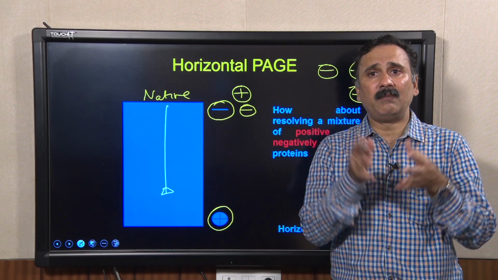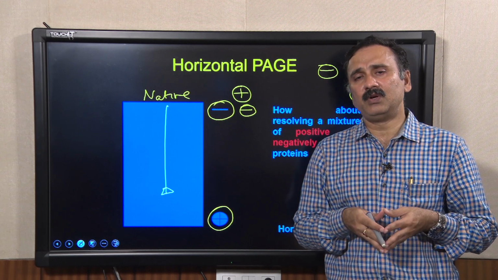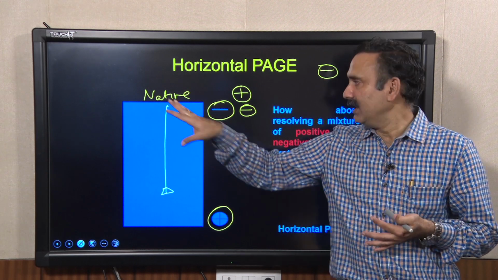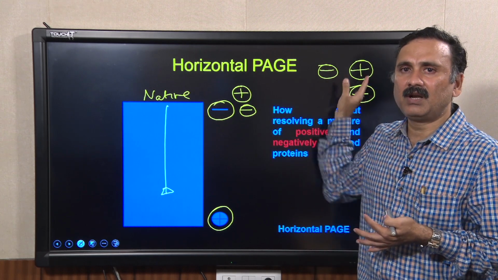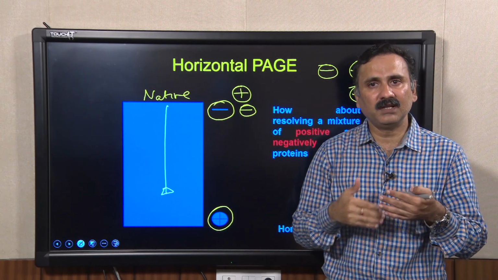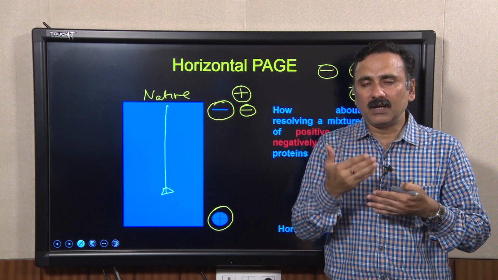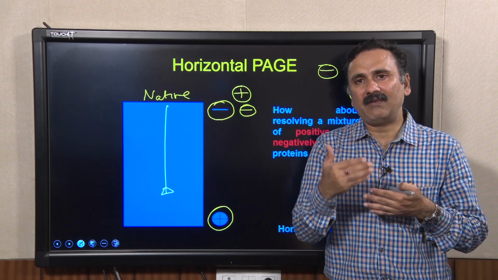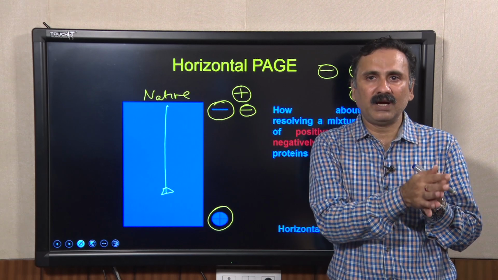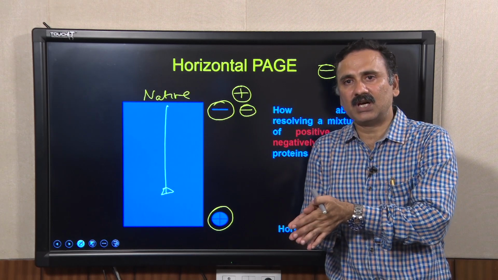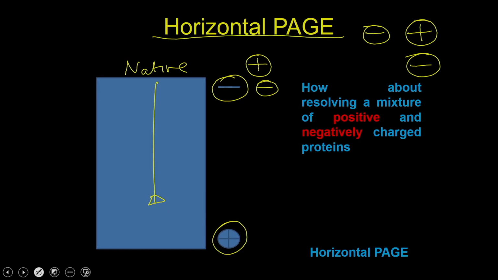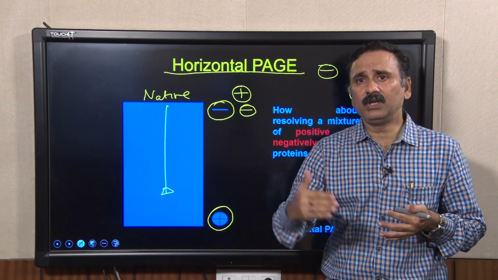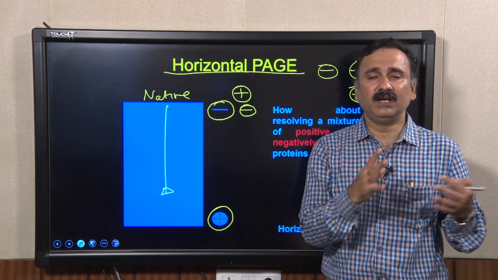In that kind of complex mixture, you will not be able to utilize the native PAGE, because either the positively charged protein will run or the negatively charged protein runs, irrespective of the other. So, if you have a complex mixture with positively charged or negatively charged proteins, you have to run the horizontal PAGE. Horizontal PAGE is similar to the agarose gel, but you are using acrylamide instead of agarose.